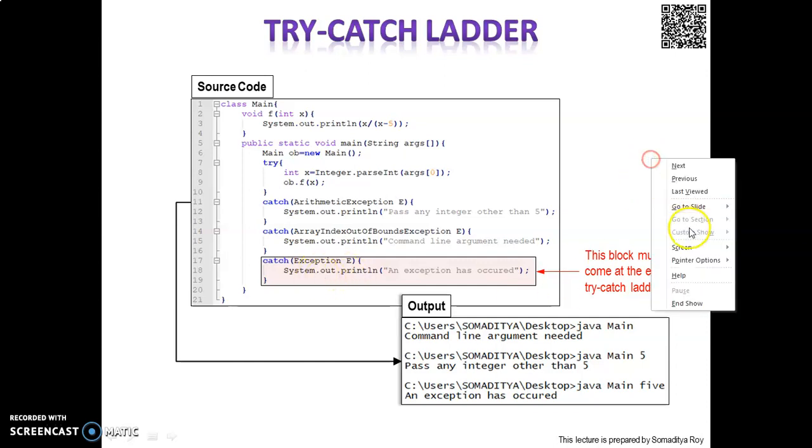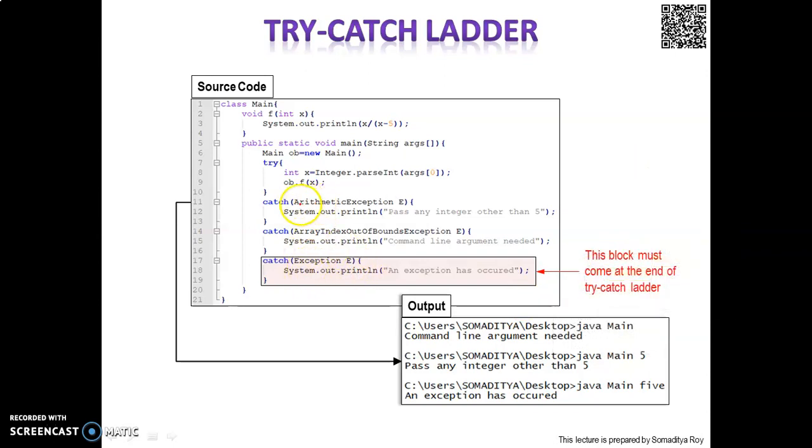So if we put that catch block at the very beginning, and let us take this as the arithmetic exception block, no matter whatever exceptions occur in the try block, all the exceptions will be handled by this particular catch block. So will any exception reach these other catch blocks? Well, the answer is no. So basically these will become unreachable catch blocks.